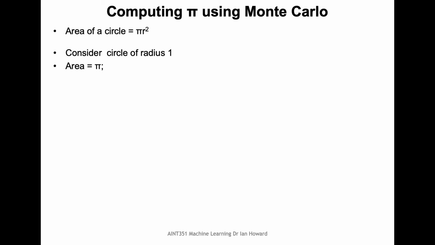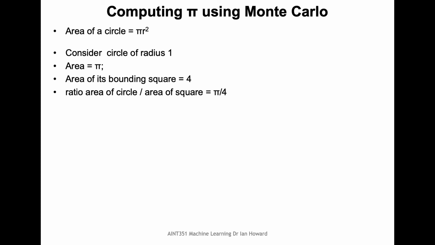So if we have a circle of radius 1, then the area is going to be pi. Now the bounding square around this is going to be, obviously, 2 radii up and 2 radii across, right? So it's going to be 2 by 2, it's going to be 4.